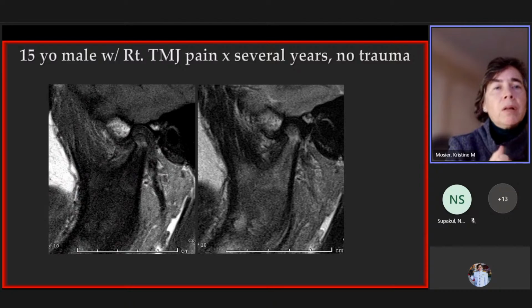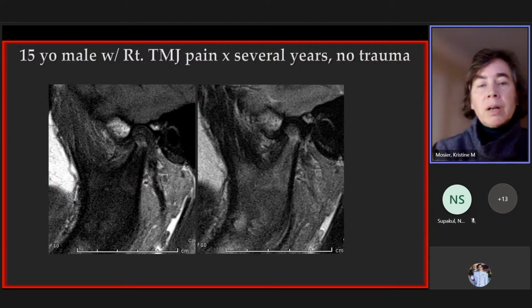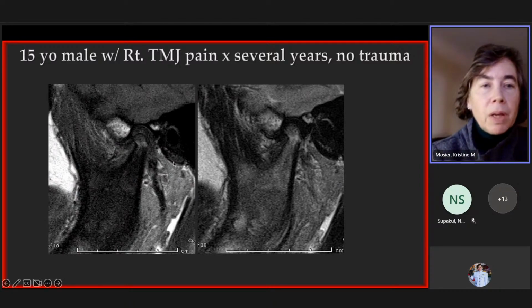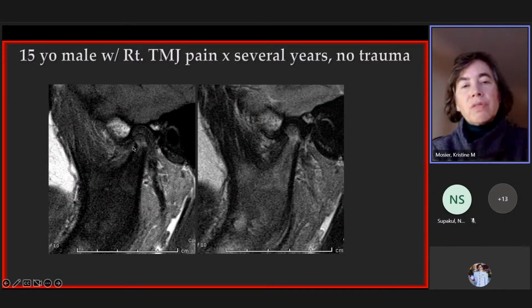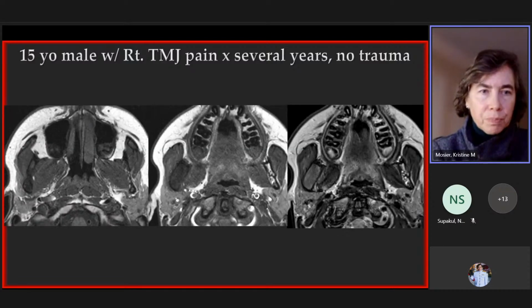So this was a 15-year-old male with a history of right TMJ pain for several years. He had no history of trauma. And we see that we really have loss of the normal marrow signal, not just within the condyle, but the entire ramus here. It's hard to appreciate, but the articular disc is actually normal in him. So we really need to investigate a little bit further in this patient.